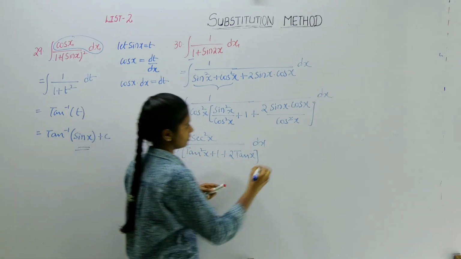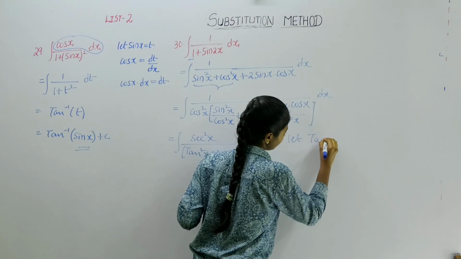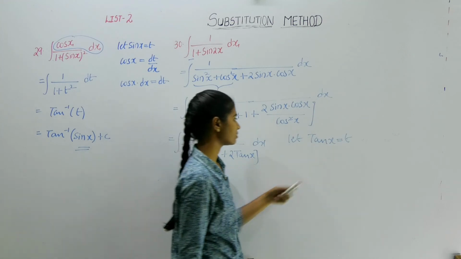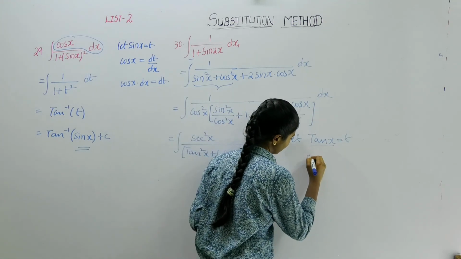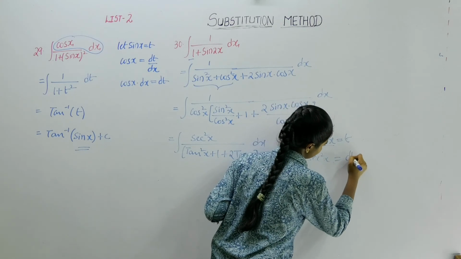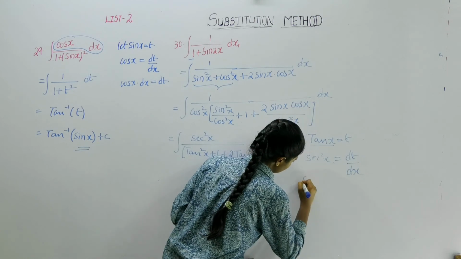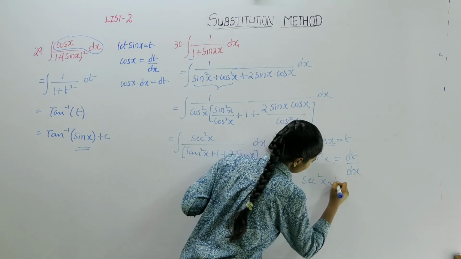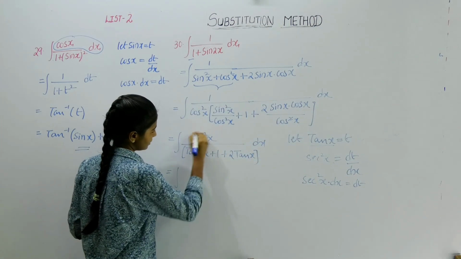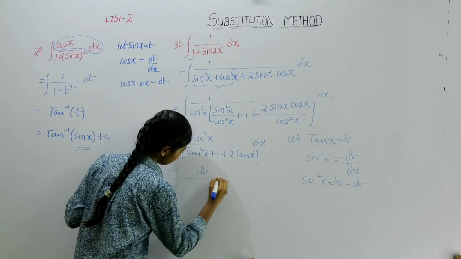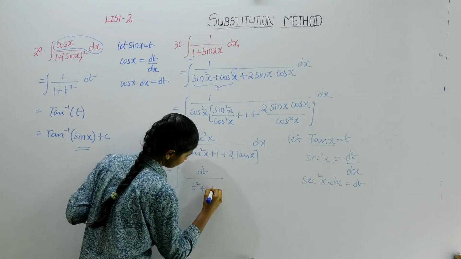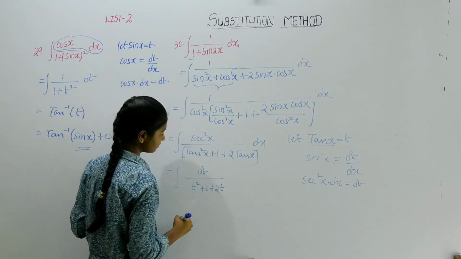Now let us assume tan x is equal to t. On differentiating with respect to x on both the sides, d by dx of tan x is secant square x is equal to dt by dx. In the place of secant square x into dx, we will substitute dt. In this place, we substitute dt by, and in the place of tan x, t square plus 1 plus 2t.